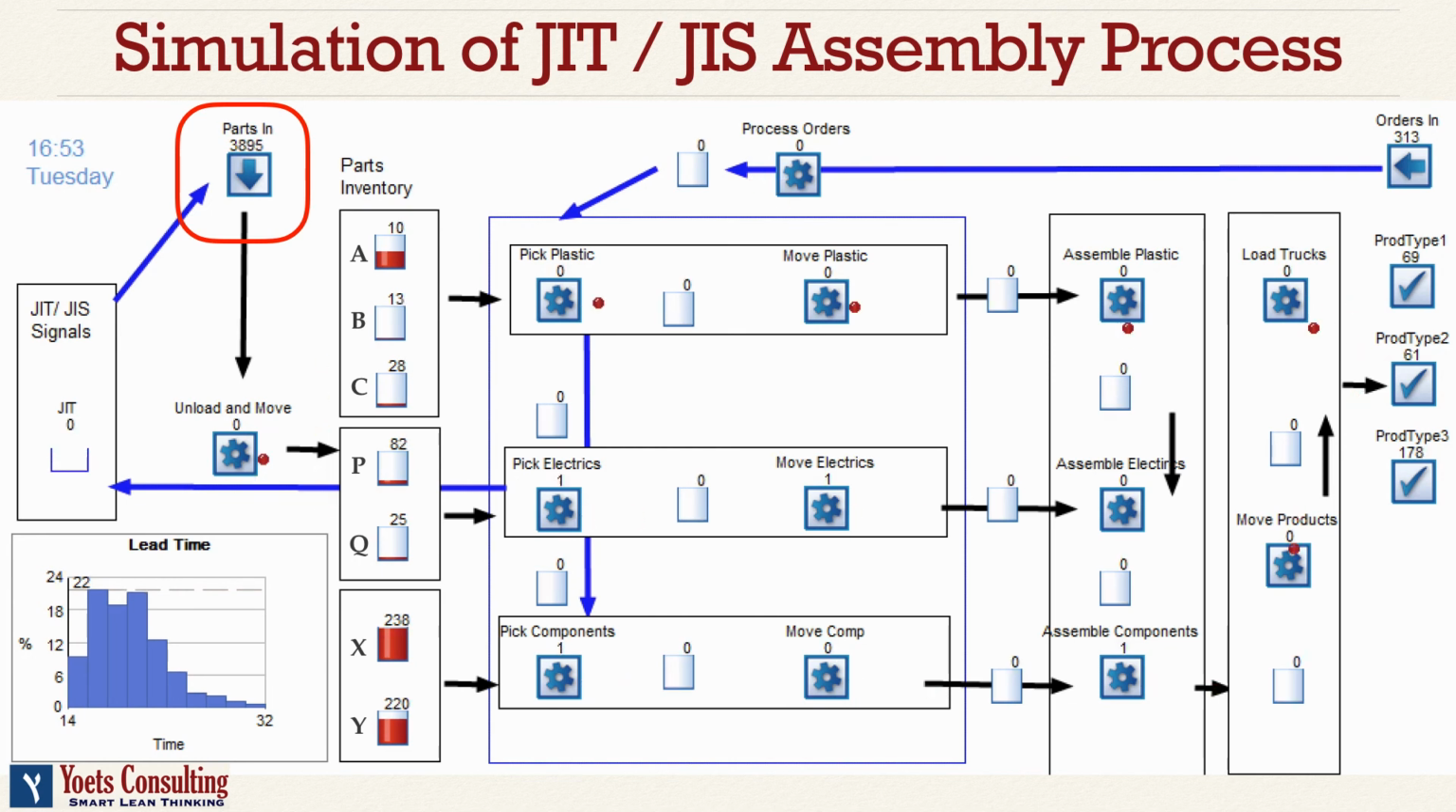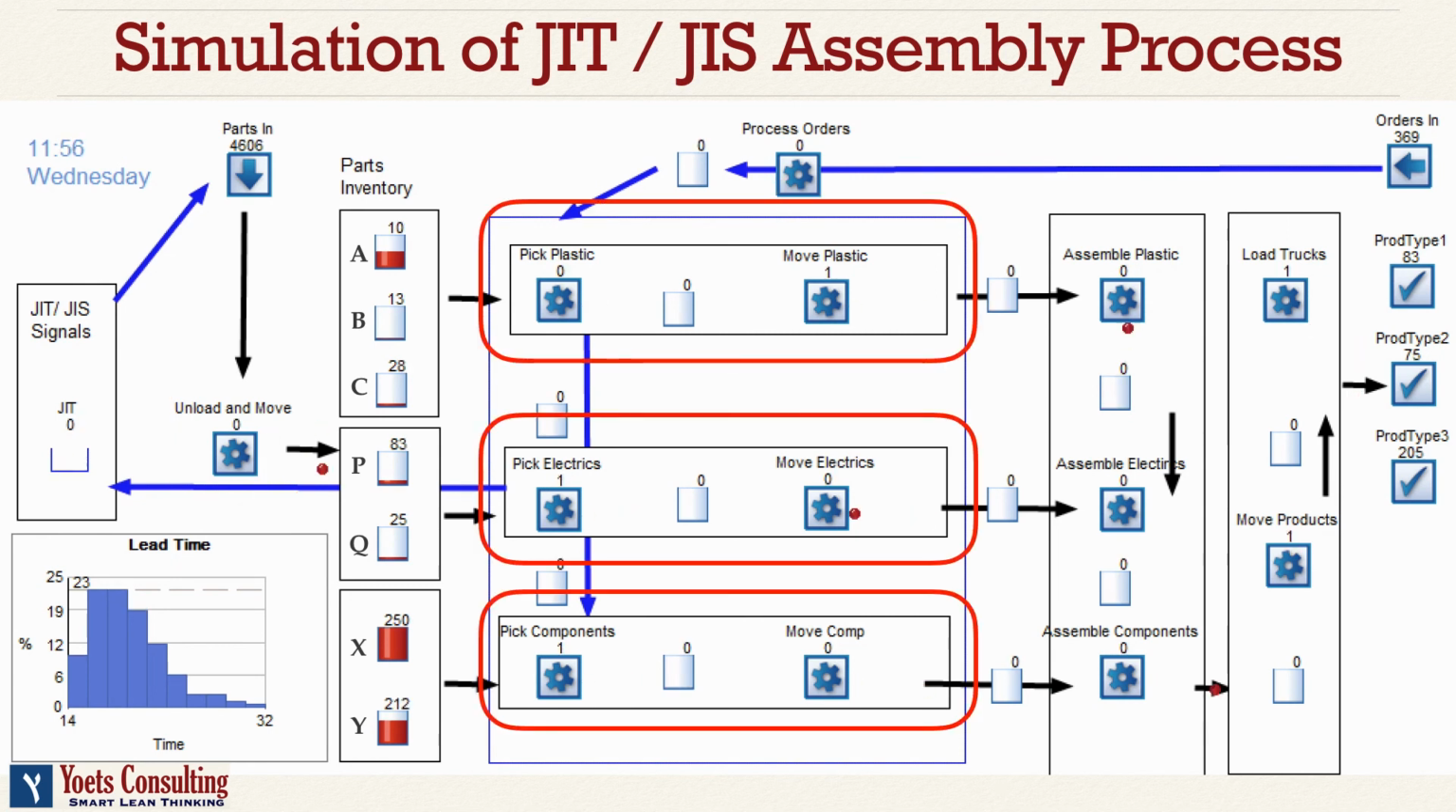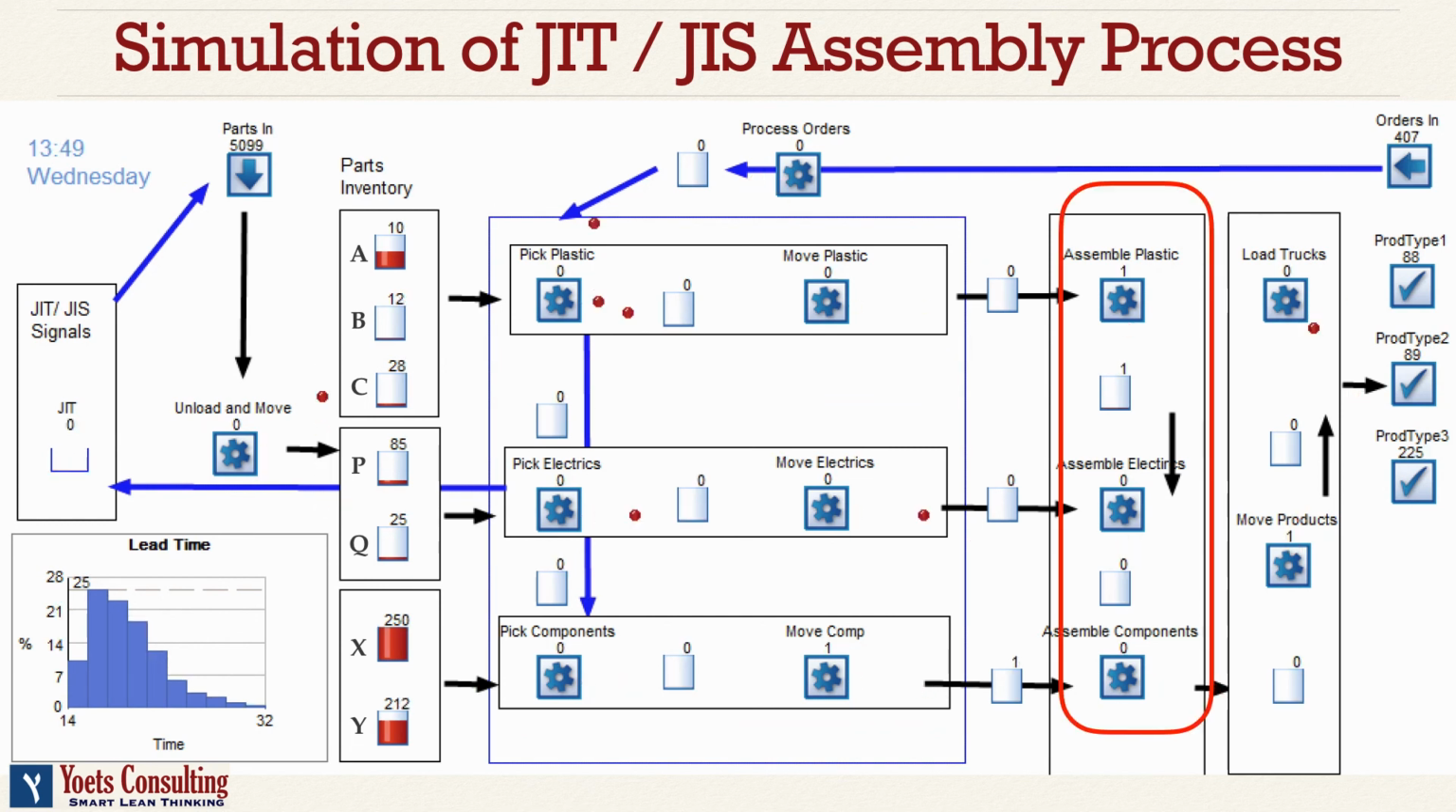according to the sequence and according to the type of the part that is ordered, and they arrive and are unloaded and moved, right? And once they're moved, they come into the parts inventory, and then the picking activities kick in. They pick up the parts and move these parts to the relevant places in the assembly process. You can see the assembly process first assembles the plastic, then the electrics and the components from the top down.